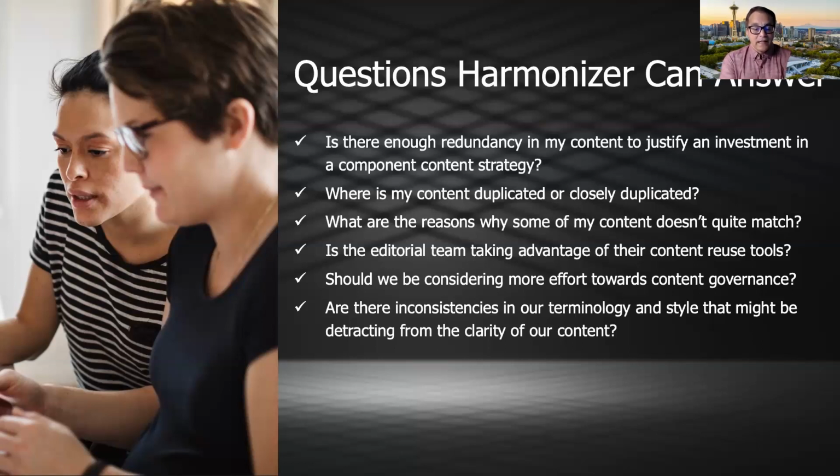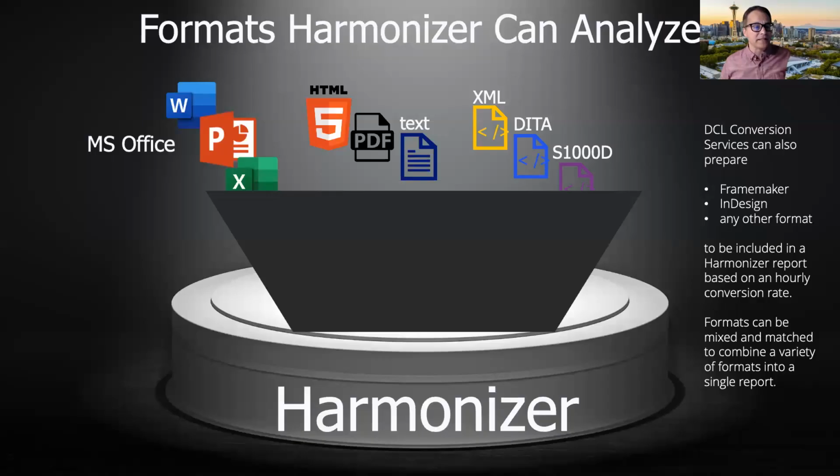Again, content governance. Those inconsistencies may be pointing to a need for stronger content governance. And then finally, inconsistent terminology or style that may be detracting from the clarity of our content. Sometimes these inconsistencies can actually make the user experience poor, because if you've got a lot of topics, but you're using inconsistent styles across them, that can become confusing when you assemble them into larger documents, without the authors actually realizing it, because they're working with those components. So Harmonizer can sometimes help suss those out a little bit and help you improve that consistency.